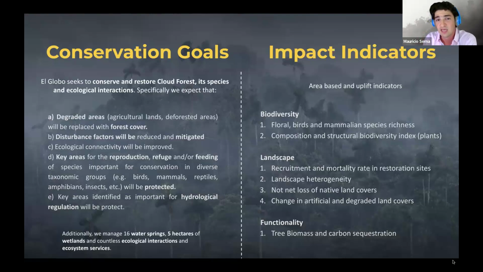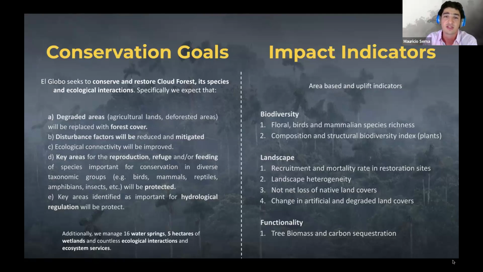In terms of landscape, we'll measure recruitment and mortality rate in restoration sites, and we will also measure landscape heterogeneity, no net loss of native land covers, and also change in artificial and degraded land covers. And also, because there are a lot of questions about carbon, we measure tree biomass and carbon sequestration as a co-benefit of biodiversity. So these are all the impact indicators that we measure.